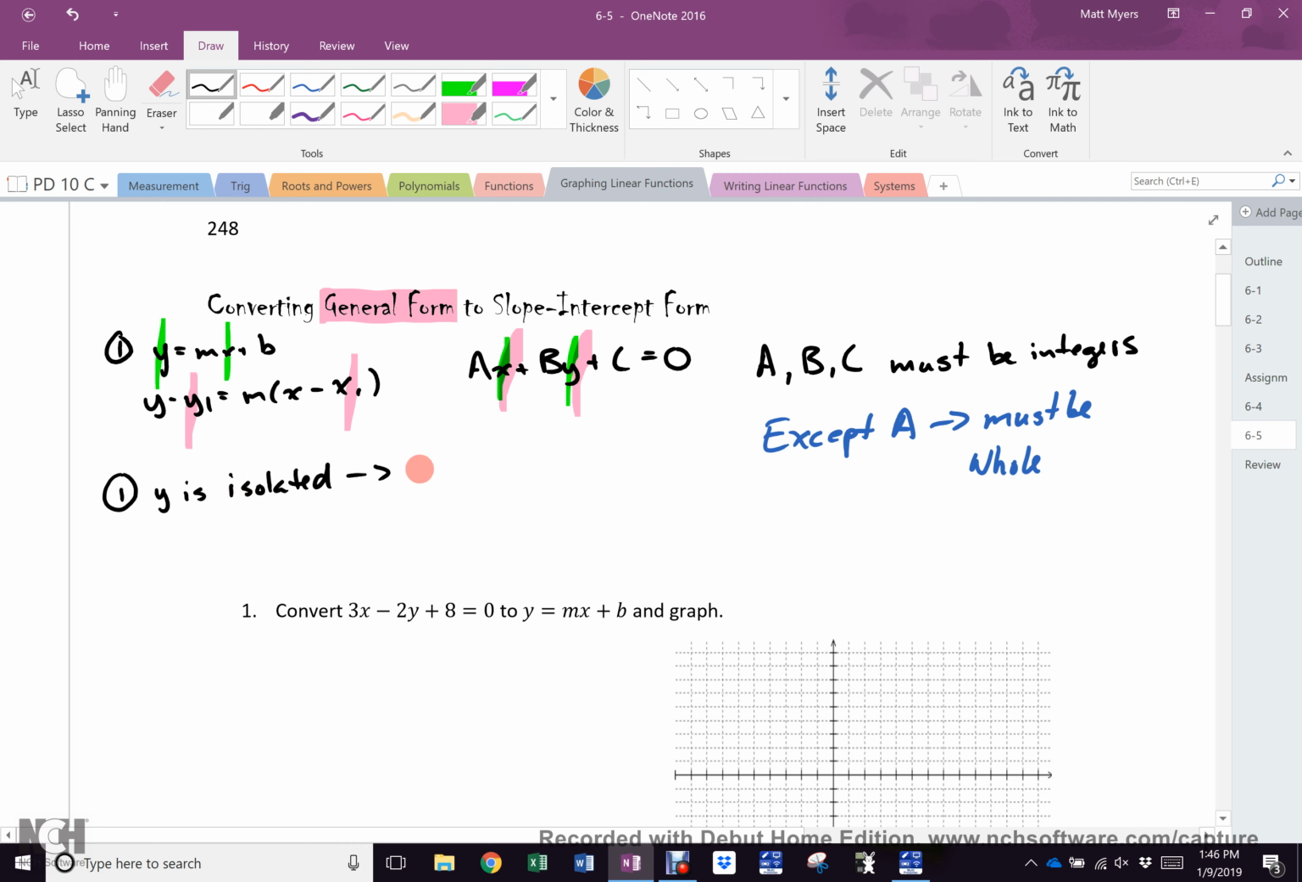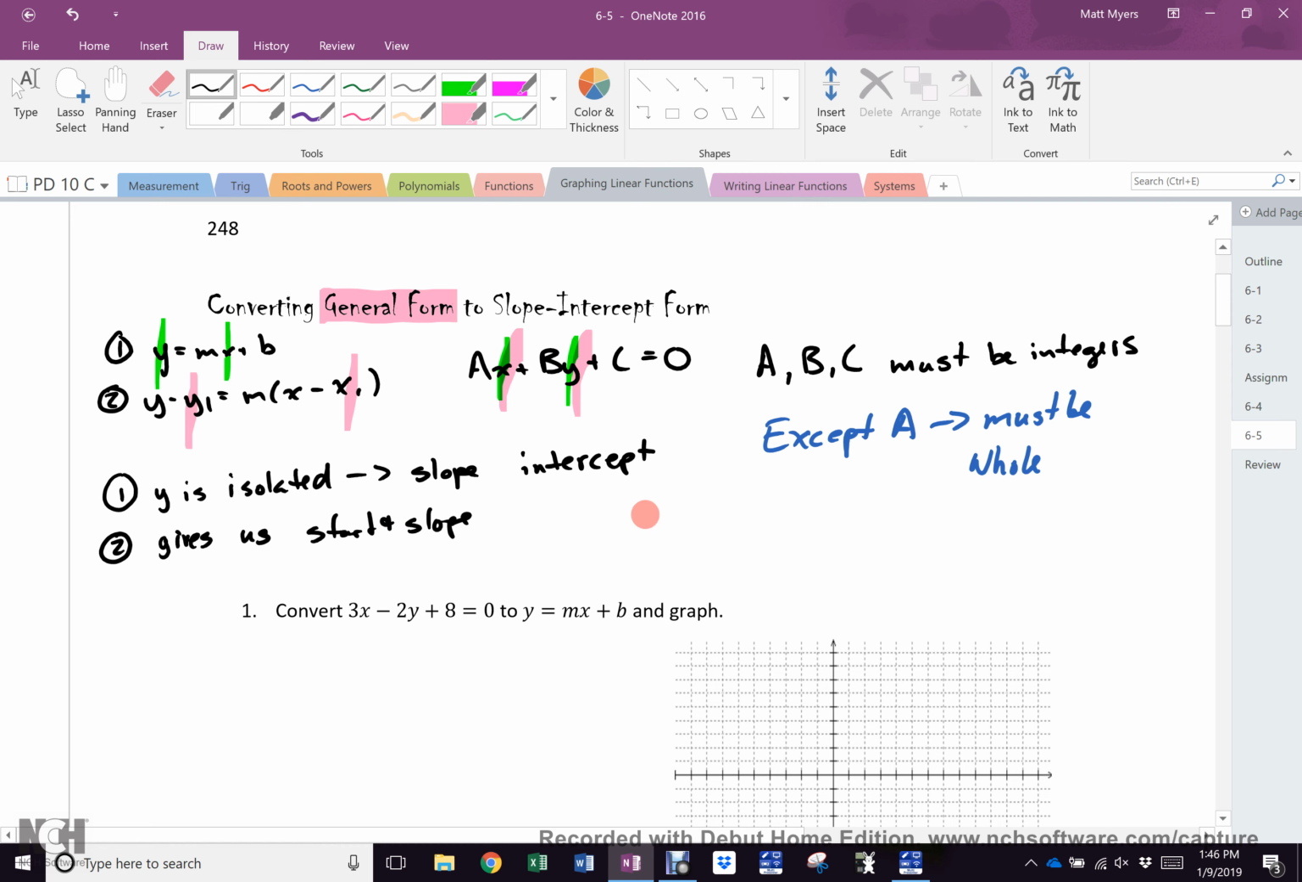When y is isolated, that gives us our slope and our intercept. All that has to happen is y is isolated. In number two, y is isolated, and that gives us our start and our slope. All right?